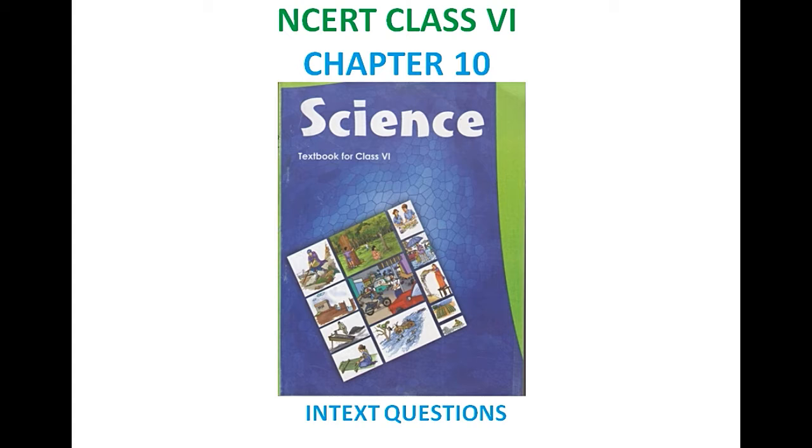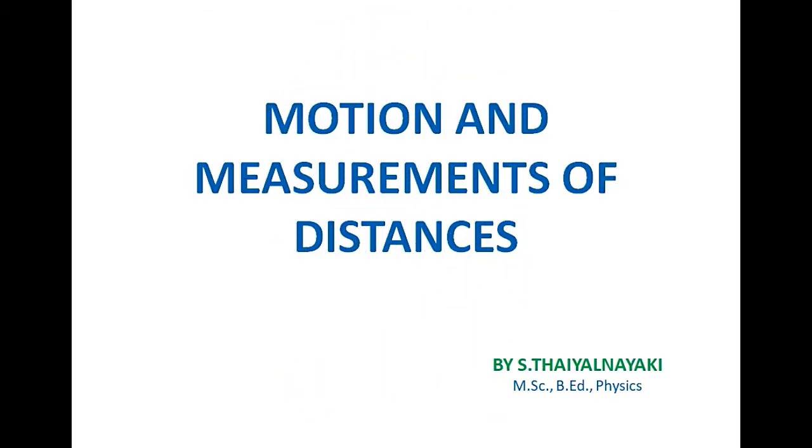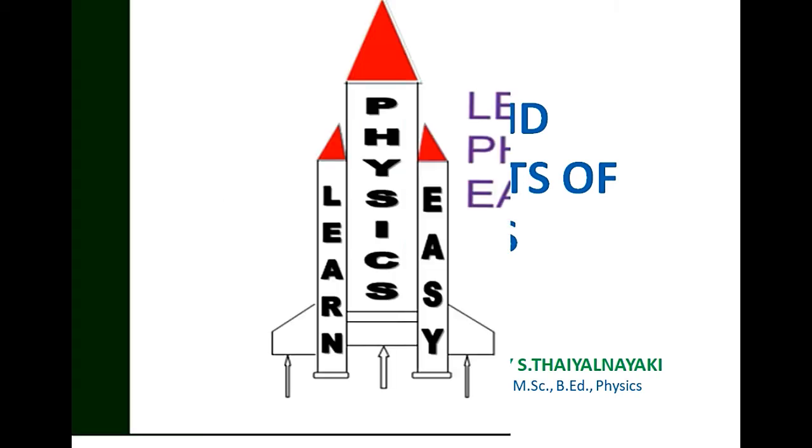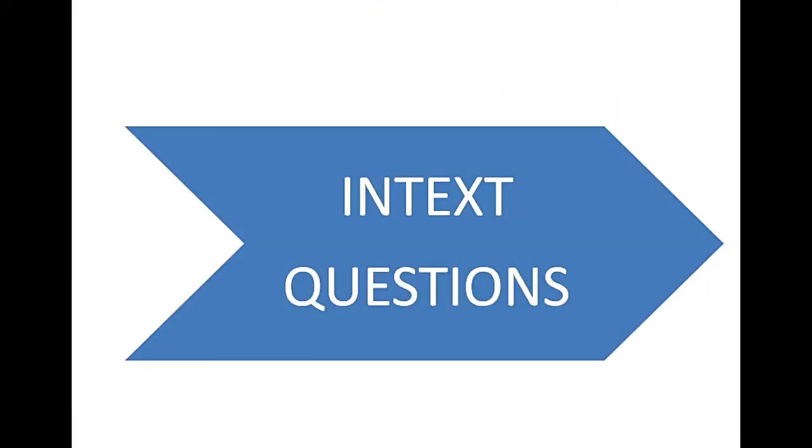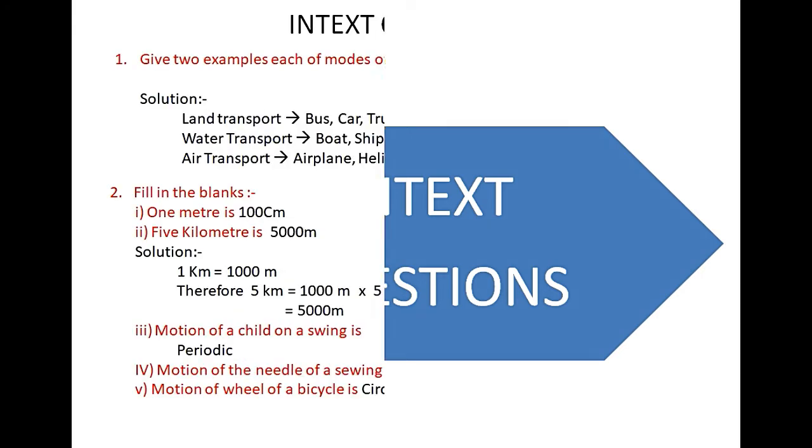In this video, we are going to see NCERT Class 6 Science, Chapter 10. The name of the chapter is Motion and Measurement of Distances. In this video, I discuss some in-text questions, so we are going to see them one by one. Let us start with the first question.